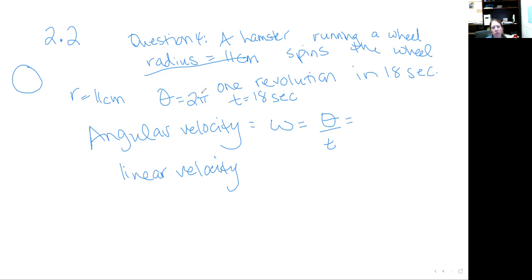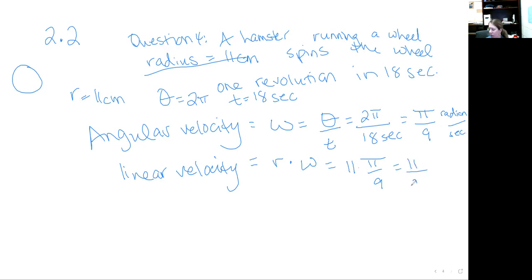So if I fill in my formula here, 2 pi is my theta, time is 18 seconds, and then we just reduce this. What is this going to be equal to? It's going to be equal to pi over 9, okay? And this would be radians per second, all right? And then linear velocity formula is just your radius times your angular velocity. So I already have my angular velocity as pi over 9, and I know my radius is 11 times that, right? So your answer would just be 11 over 9 pi, okay? And technically this would be centimeters per second still, but anyway.